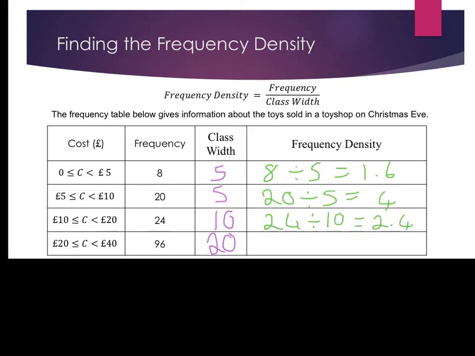And last but not least, we're going to do 96, the frequency, divided by the class width of 20. So 96 divided by 20, and that will get us the answer of 4.8.